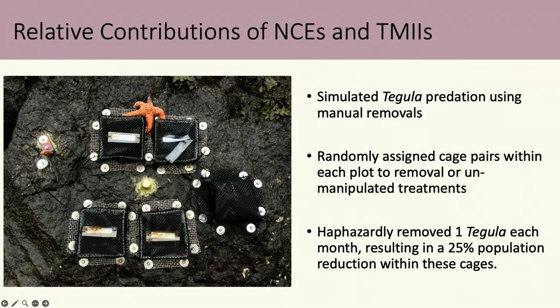So what we did in those same plots in another experiment is that we simulated Tegula predation by just manually removing snails from those cages, right? And so we randomly assigned cage pairs within each of those plots that I described to a manual removal or an untouched treatment. And because we know that Pisaster roughly consumes, or at least can consume, 25% of Tegula populations in areas of overlap, we did it at a rate so that by the end of the experiment, 25% of those Tegula were removed.